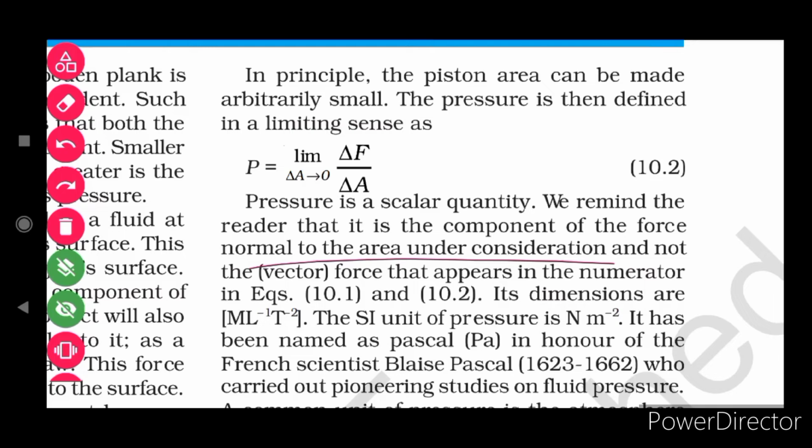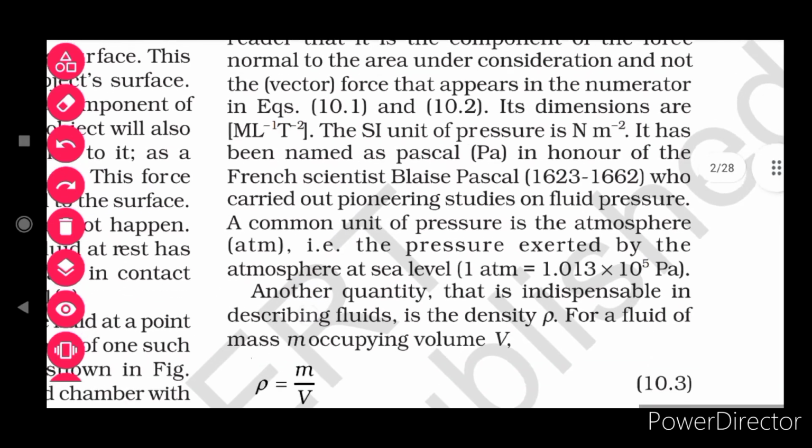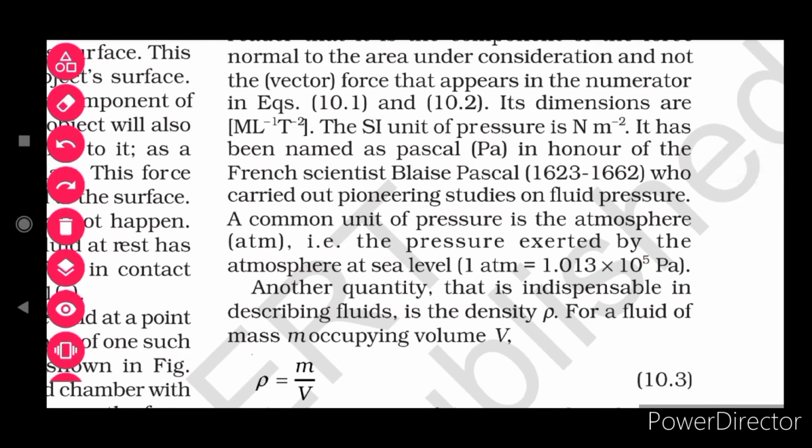Newton per square meter is the unit, the Pascal, named after Blaise Pascal. Some more common units are there, like the atmosphere. How much is an atmosphere? The pressure exerted by the atmosphere at sea level is 1 atmosphere, which is equal to an important conversion.